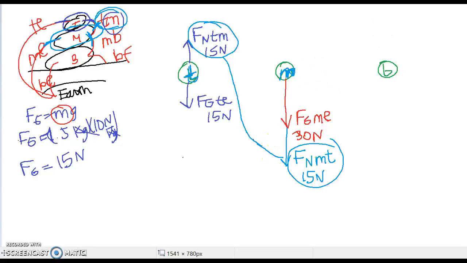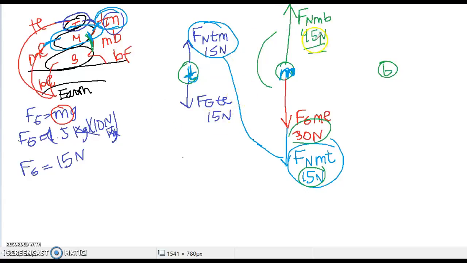Uh-oh, I'm going to run out of space here. All right. And then the only other guy touching it is the bottom rock. So the bottom rock has to be pushing up on the middle rock. Okay, that's a push again on the middle rock from the bottom rock. And that is going to have to be 45 newtons because these have to be balanced. So downward, there's 30 plus 15, which is 45. So that means the bottom rock has to be supporting upward with 45 newtons.